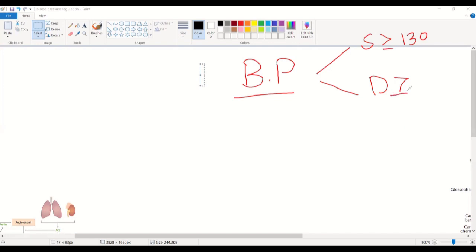There is a lot of guidelines, but I'm following First Aid. So First Aid mentioned 80 diastolic, right? So blood pressure has two components, systolic and diastolic.